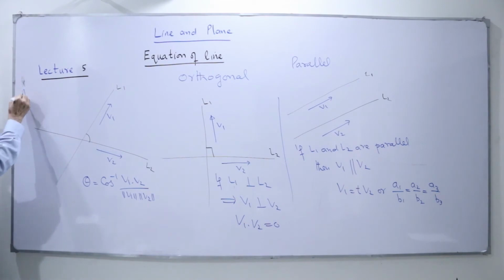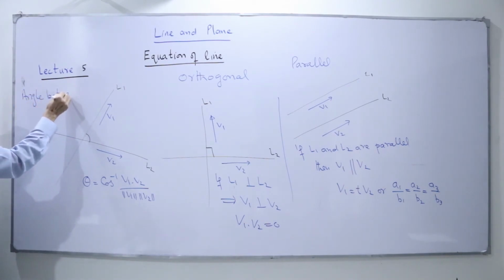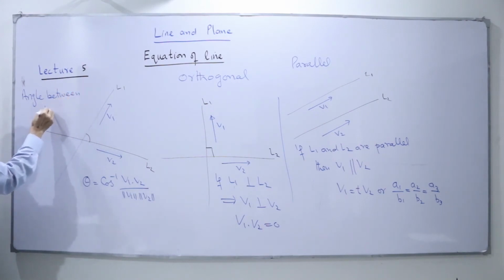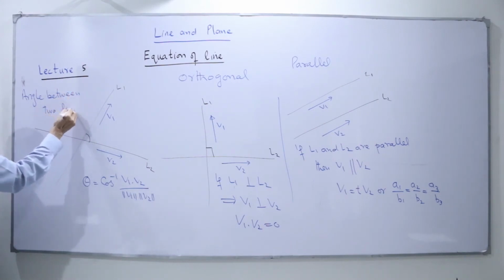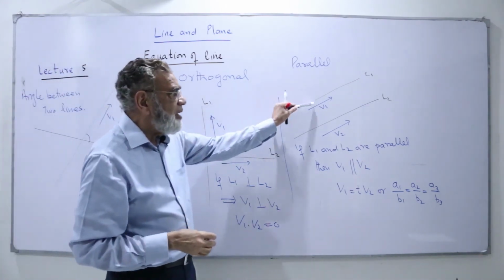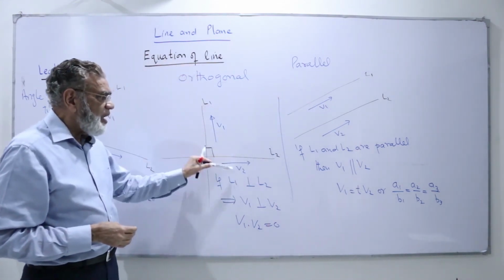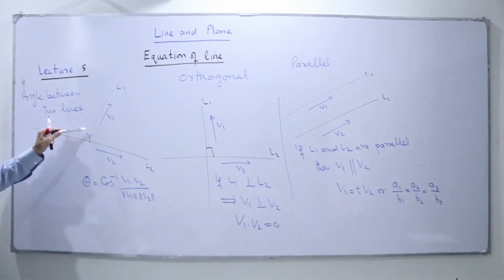So we use our vector knowledge to find it. Number one, the lines are parallel when their vectors are parallel. The lines are orthogonal when their corresponding vectors are orthogonal. Finding the angle between two lines is the same as finding the angle between their parallel vectors.